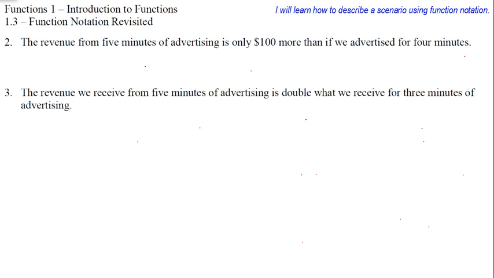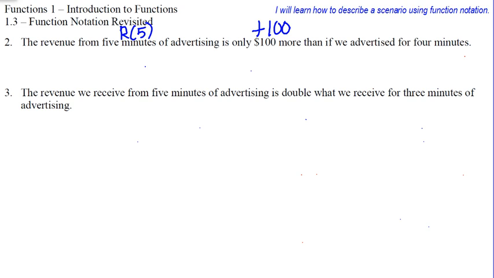Number 2, the revenue from 5 minutes of advertising. So you know how earlier we had R of 3 for the revenue of 3 minutes? So does that mean that the revenue from 5 minutes is R of 5? Do you agree? Okay? The revenue from 5 minutes. So R of 5 of advertising is only $100 more. So this one is like the same as what we have earlier, yeah? It's the same as $100 more. So since the word more is there, I could say, okay, so it's a plus 100.